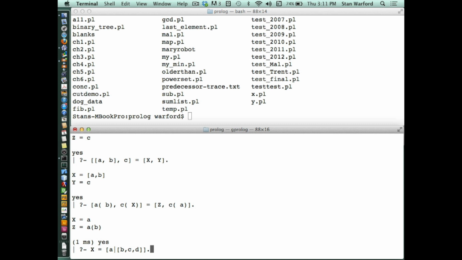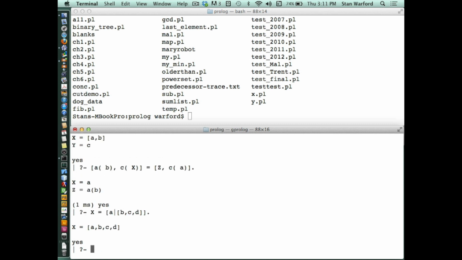Does anybody want to hazard a guess on this one? Is that a list of one list? Well, the vertical bar: the left of the vertical bar is the car, and the right of the vertical bar is the cutter. It is going to be the list A, B, C, D. Now, do you see how that works?